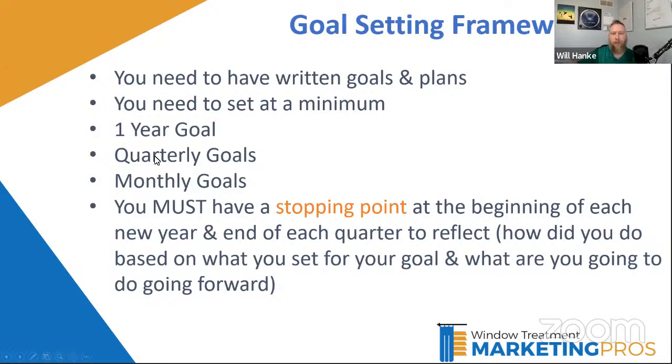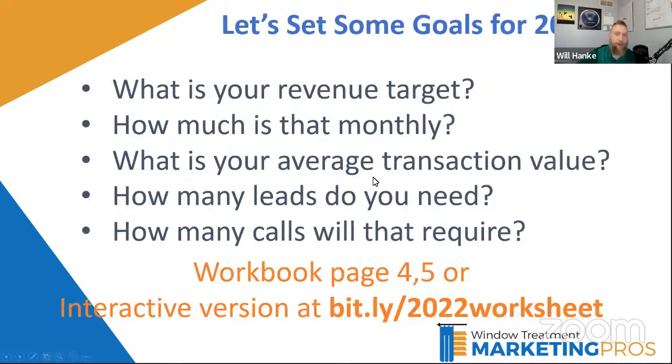But the most important thing here is you need to have a stopping point. Typically, the stopping point is the end of the year. What are we going to do in this case by the end of 2022? We kind of know where we landed for 21. So you need to have that stopping point. Typically, that is at the end of the next year. So with that in mind, that lets you set some goals.